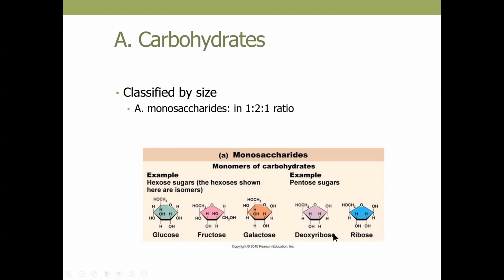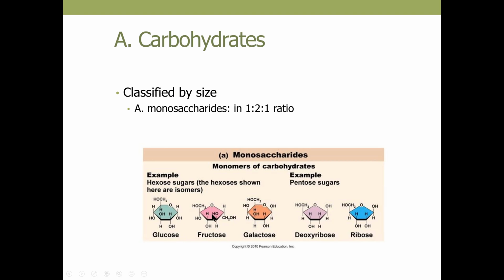Here is an example of 2 monosaccharides that are 5 carbon rings. The first is deoxyribose. You've heard of that from DNA, deoxyribonucleic acid. And ribose from RNA, ribonucleic acid. The only difference between deoxyribose and ribose, if you look at this side branch, is that this has an OH, and this only has an H. So these are the most common sugars that you will deal with.